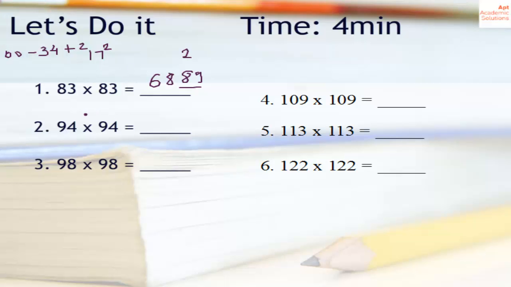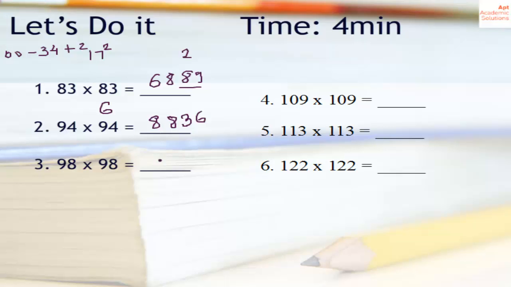Similarly, if you have to find the square of 94, what we will do? Again, we will compare with 100, right? So while comparing with 100, we will get 6, that is minus 6. Your right hand side is going to be 36. And for left hand side, what we have to do? 100 minus 12, right? That is going to be 88.